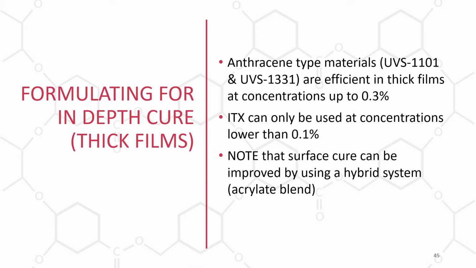If you need to formulate for in-depth cure, so meaning very thick films, there are several ways you can do that. The most common approach is to use anthracene type derivatives such as UVS 1101 or UVS 1331, and these are very efficient in thick films at concentrations up to 0.3%. So you add a very low amount and really get good through cure. Again, we covered this at a slide a little bit earlier. In addition to anthracene type materials, ITX is used. However, the effective concentrations are usually lower than 0.1%.